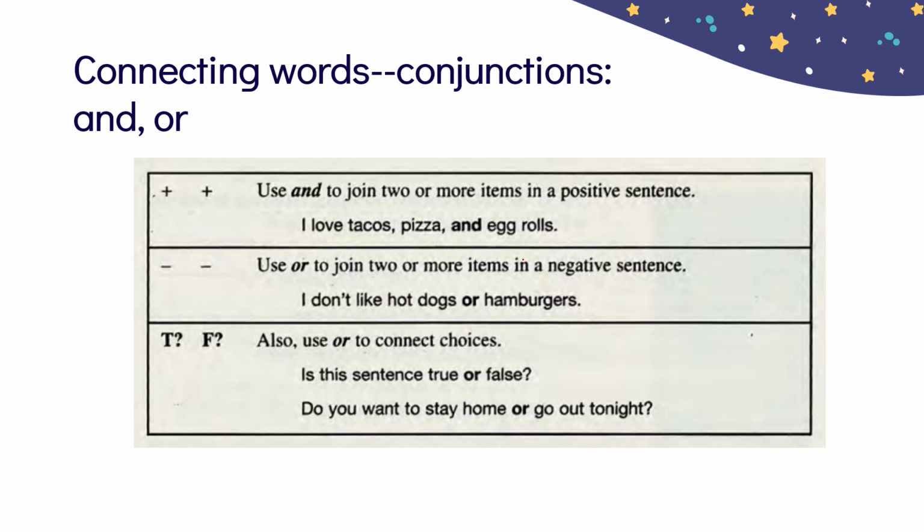Use and to join two or more items in a positive sentence. I love tacos, pizza, and egg rolls. Because it is positive sentence, so and is used to combine those items: tacos, pizza, and egg rolls. Use or to join two or more items in a negative sentence. I don't like hot dogs or hamburgers. Because it is negative, so or is used in this case.